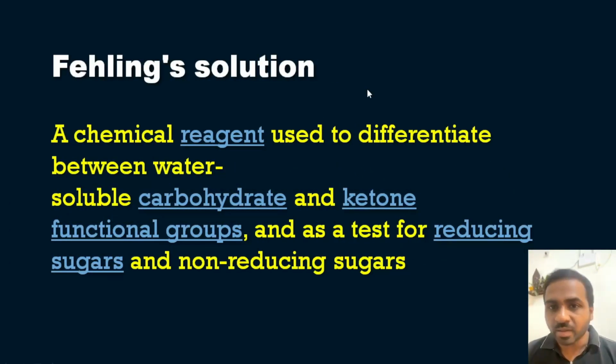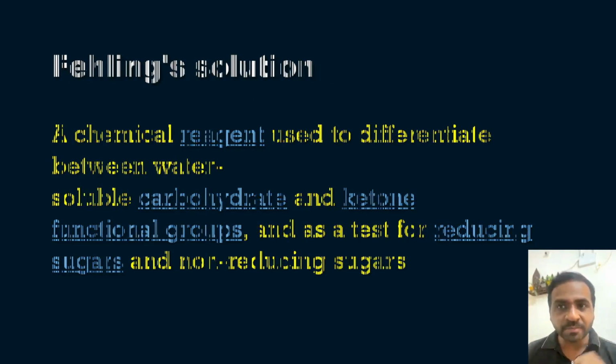So what is a Fehling solution? It is a chemical reagent which is used to differentiate between water soluble carbohydrate and ketone functional groups, and it can be used as a test for both reducing sugars and non-reducing sugars. So I think from this question you are getting some information regarding the Benedict solution, Lugols solution, and Fehling solution. Ringer lactate, obviously you know what that is.